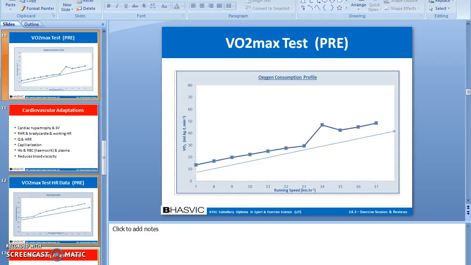So this graph shows VO2 max data. Pre-test VO2 max is normally around 45 to 50. The post-training max is around 45, maybe 50, 55. The cardiovascular system can be linked to an athlete's aerobic performance.